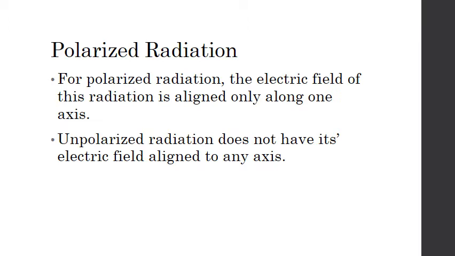What is polarized radiation? Basically, the electromagnetic field is aligned only along one axis at a time. In unpolarized radiation, the electric field is aligned along many different axes. That's why it's called unpolarized. And we'll use this later in the podcast to help us figure out what happens to polarizers.